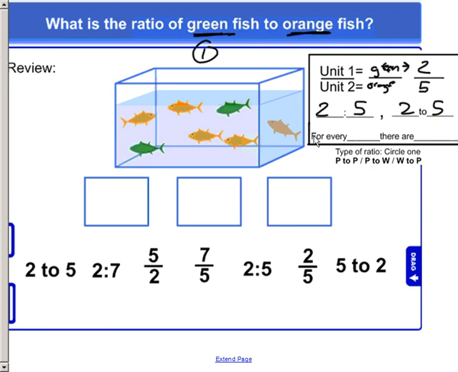We can say this as a for every statement. For every 2 green fish, there are 5 orange fish. So let's see which of these are true. 2 to 5, is that true? Yes, it is.